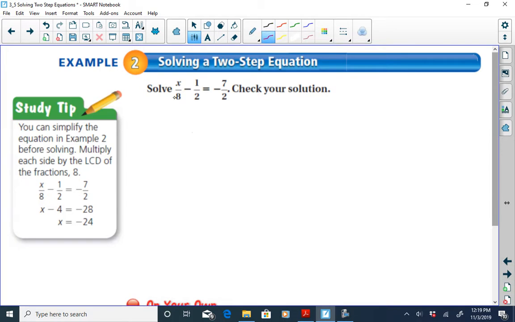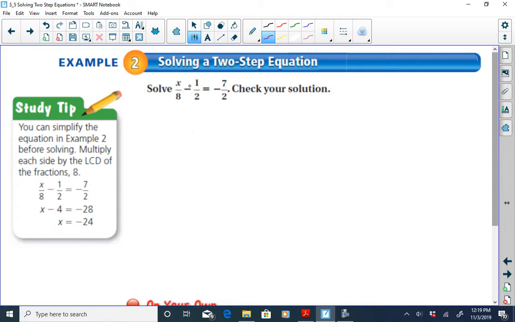This next example, two-step equation with rational numbers, a whole bunch of fractions, we have different denominators. There are a lot of different ways to do this problem, but I prefer that my students use the multiplication property of equality to get rid of all of the fractions in the problem. So let's see how that's going to work. When I have an equation with multiple denominators, I use the least common multiple of the denominators. Well, the least common multiple of 8 and 2 is going to be 8.